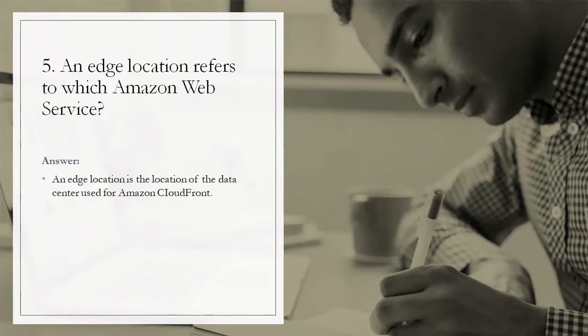Question number 5: an edge location refers to which Amazon Web Service? Answer: the location of the data center used for Amazon CloudFront. Explanation: Amazon CloudFront is a content delivery network, or content distribution network, that is CDN, a large distributed system of servers deployed in multiple data centers across the world. The location of the data center used for a CDN is called an edge location.